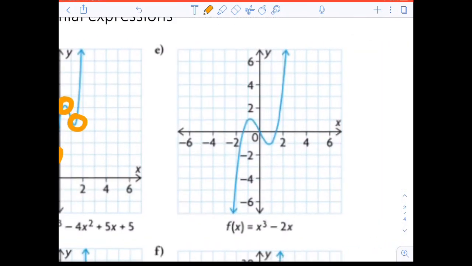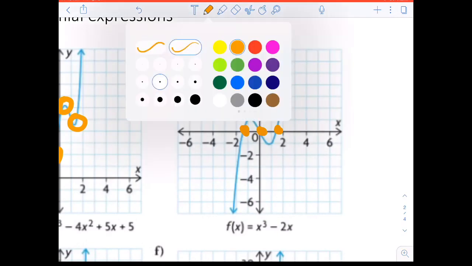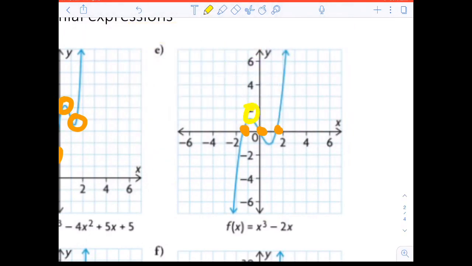Continuing through, we see we have a degree of 3. So that means there could be up to 3 x-intercepts in this case. In this case, we do have the 3. We have 1 here, we have 1 here, and 1 here. We also know there could be 2 turning points. In this case, there are 2 turning points. There's 1 at the top and 1 down at the bottom.